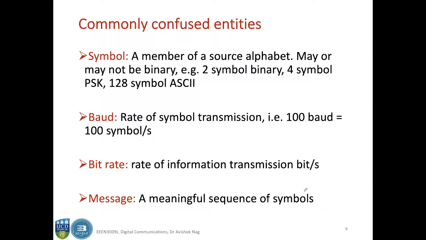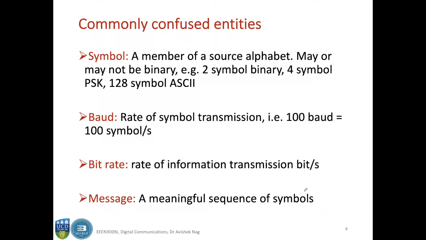So before moving on with the further concepts of information theory, let's look into some commonly confused entities. A symbol is a member of a source alphabet, which may or may not be binary. For example, a 2-symbol binary, a 4-symbol PSK, or a 128-symbol ASCII. Then the term baud, which is the rate of symbol transmission.